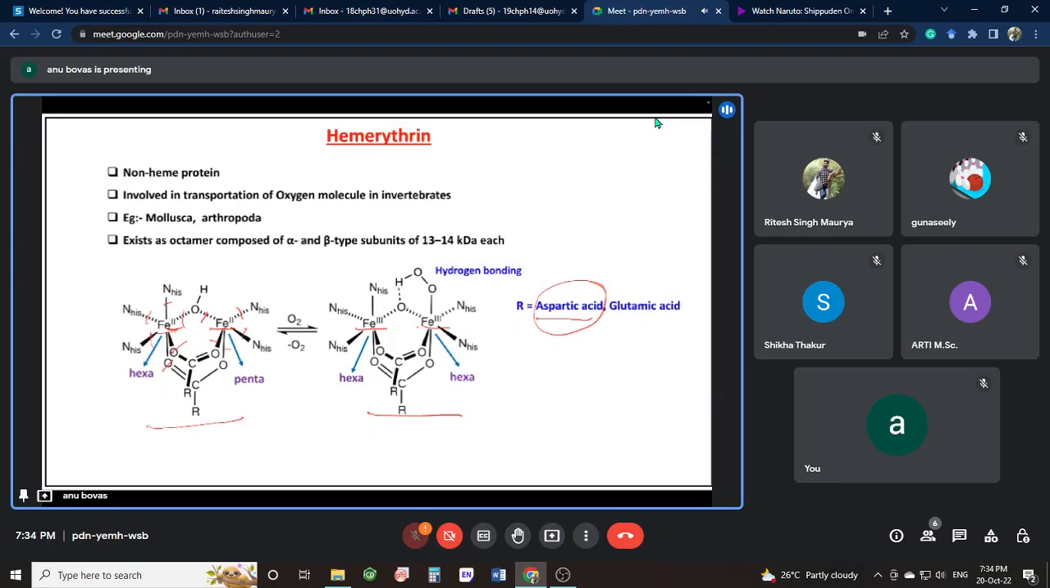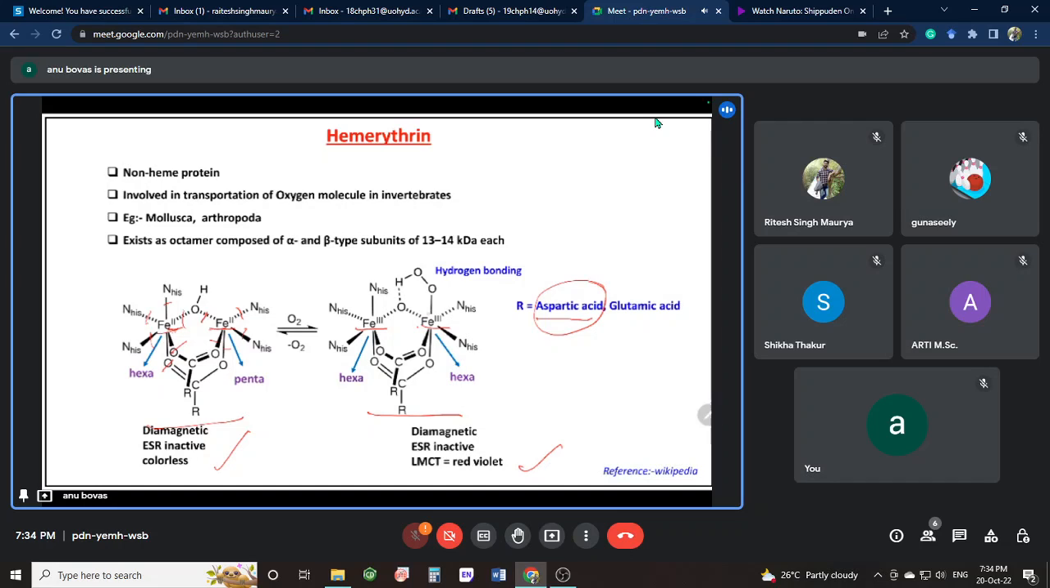Whereas in the oxy state, both are hexacoordinated. So this can be asked. Please remember this. And now regarding the magnetic properties: both are diamagnetic, ESR inactive, and this is colorless, and this is due to ligand to metal charge transfer. The oxy form is red violet in color.